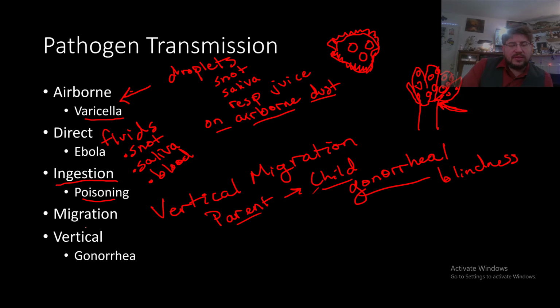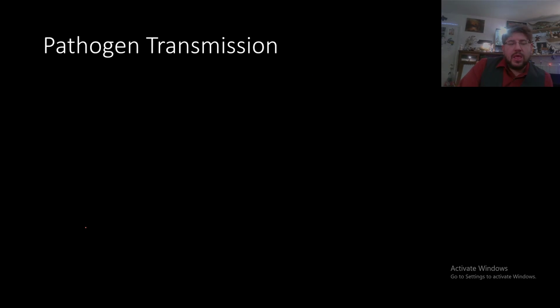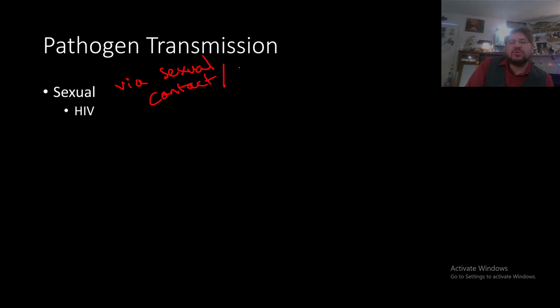So there we go. Okay, continuing on. Sexual transmission. This is transmission via sexual contact or sexual fluids, so the vaginal fluids or the seminal fluids. So HIV is your classic sexually transmitted virus. It's transmitted via the sexual fluids.